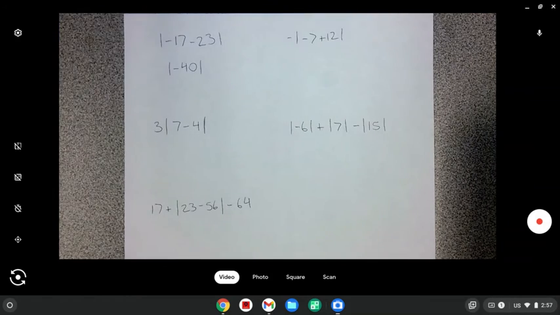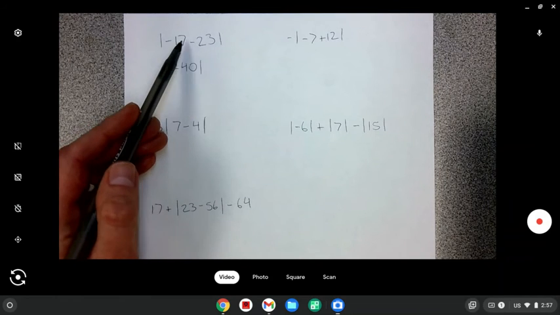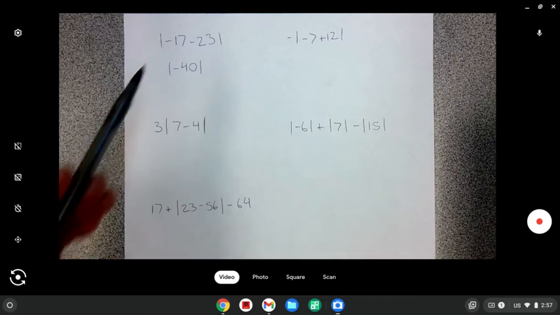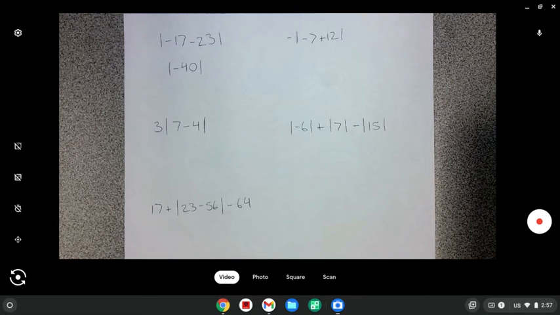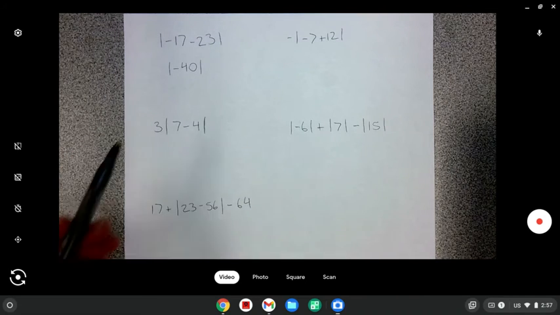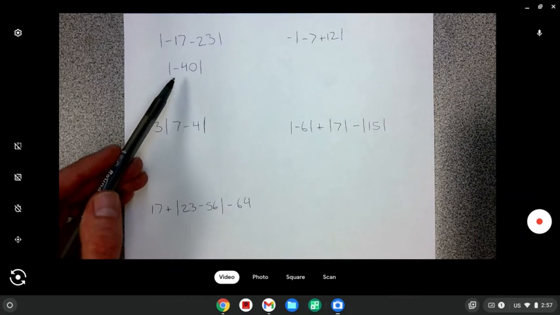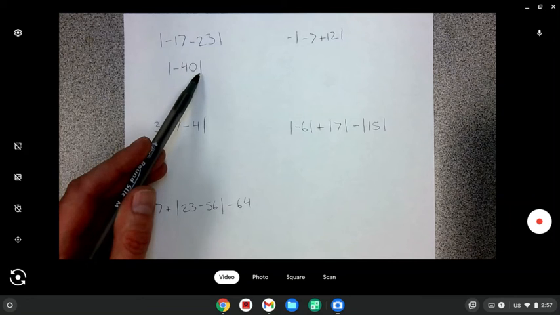Those absolute value bars are still there. All I've done is combine what's inside the absolute value bars here. So negative 17 take away 23 is going to be negative 40. Now that I have it down to one number, I can ask how far from zero is it? I can apply these absolute value bars.